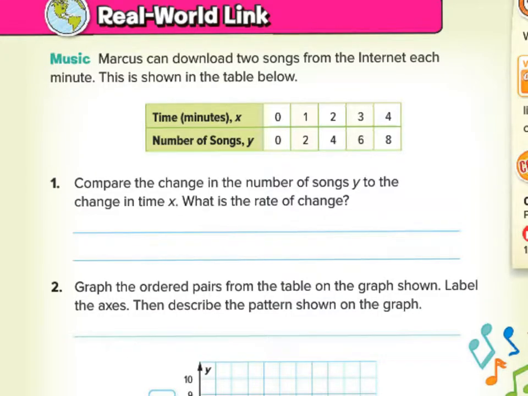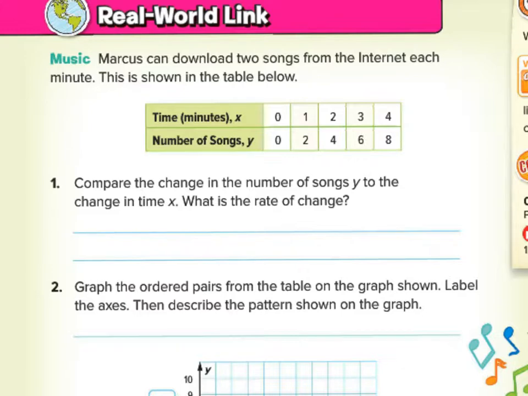Let's start by looking at a real-world example. Music. Marcus can download 2 songs from the internet each minute. This is shown in the table below. So the time will be represented by the domain, and the number of songs will be represented by the range. Our domain, which is our horizontal axis, is x, and our range is represented by the y-axis, which is vertical.